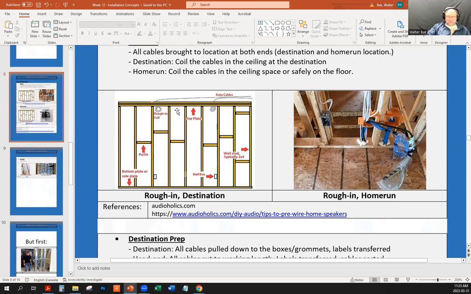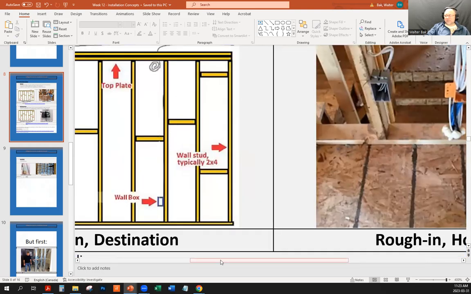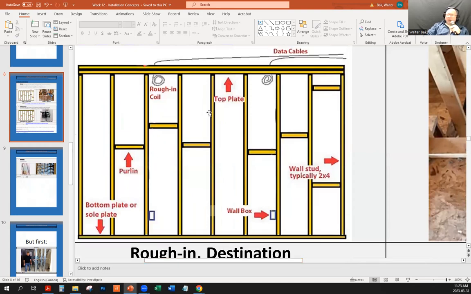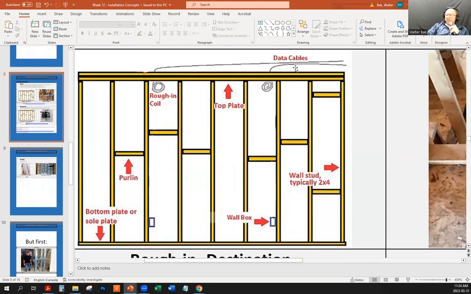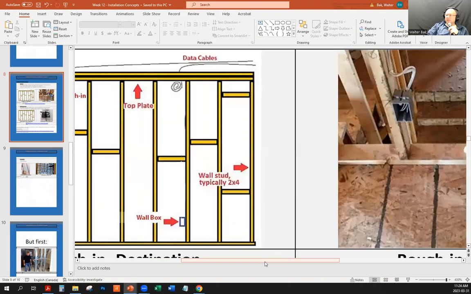Over here, we have, well, could be data cables, could be electrical cables or whatnot. You're just bringing them to roughly where they're supposed to be and coiling them in the ceiling. And on the other side, usually in our case, it could be an electrical panel, or it could be a rack location for data cables. Wherever the home run is, you do the same thing. You bring them there and you just leave them there so you can come back and do the installation.